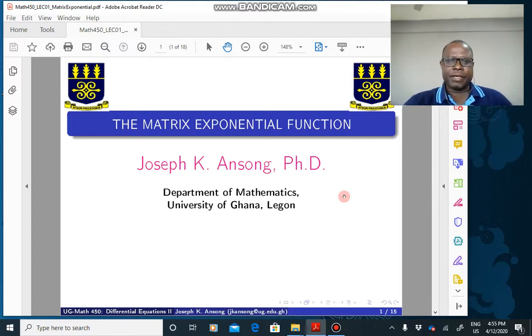The lectures are going to be a bit short, maybe 10 to 15 minutes, to reduce the size of the files. So I will go over some things that we have already done in class concerning the matrix exponential, and then I'll proceed from where we left off for the break, and we'll continue from there.